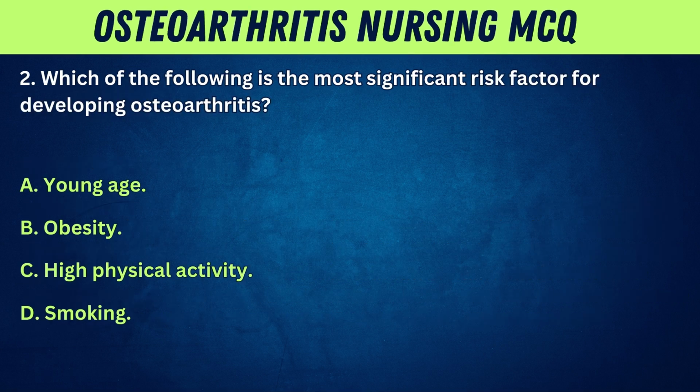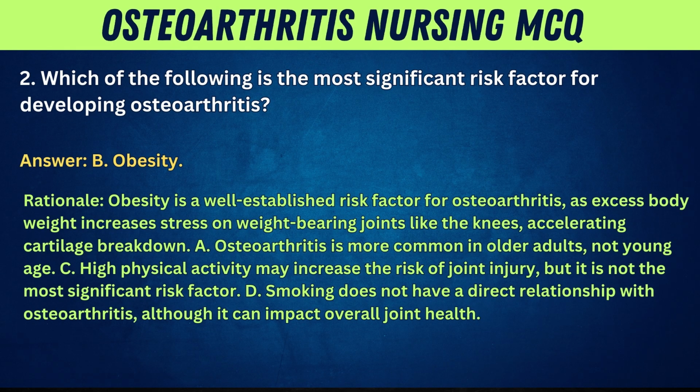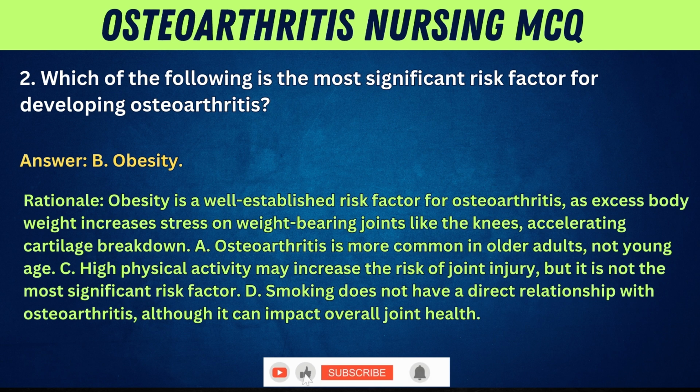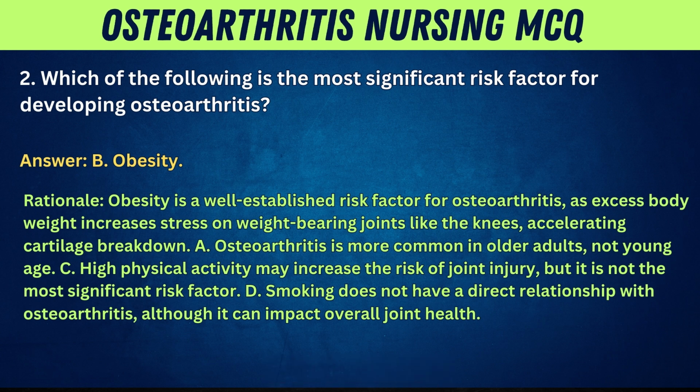2. Which of the following is the most significant risk factor for developing osteoarthritis? A. Young age. B. Obesity. C. High physical activity. D. Smoking. Answer: B. Obesity. Rationale: obesity is a well-established risk factor for osteoarthritis, as excess body weight increases stress on weight-bearing joints like the knees, accelerating cartilage breakdown.